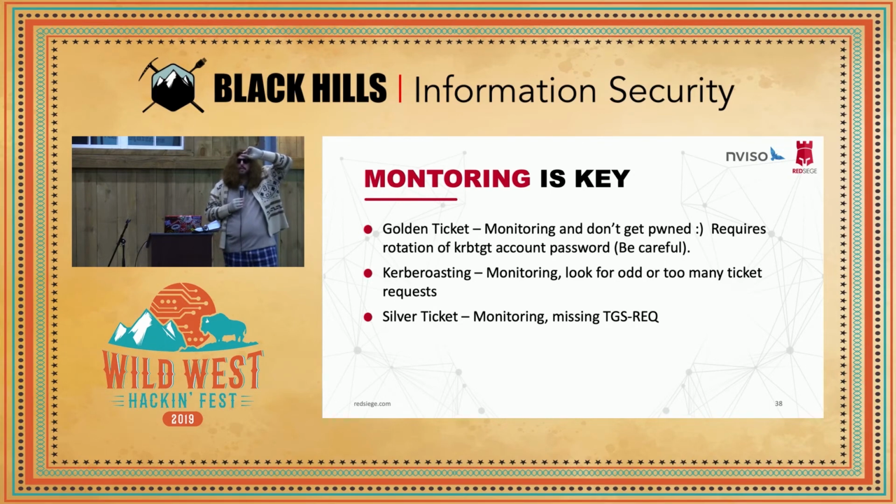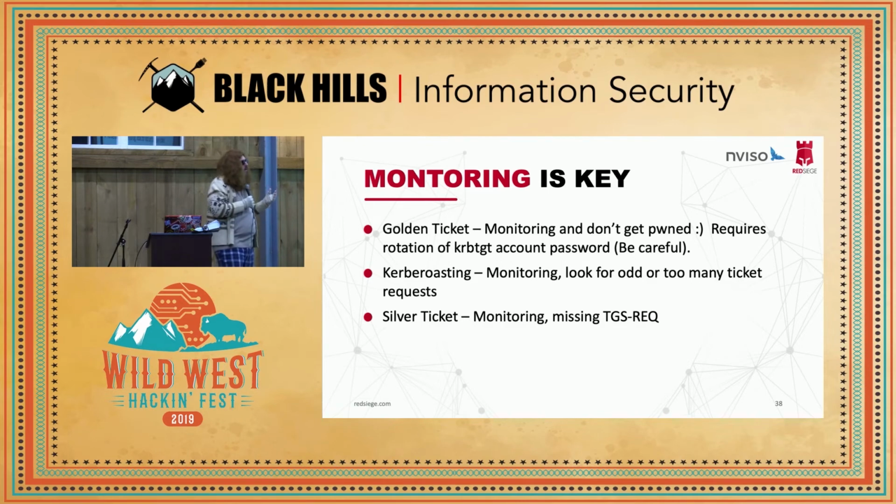According to the Verizon breach report, how long are bad guys in our networks before we finally figure it out? Six months, right? Six months the bad guys are in our networks before we figure it out. So monitoring is key, because the protections will fail. So we need to also rely on the detections. How can we detect some of these attacks? Golden ticket.